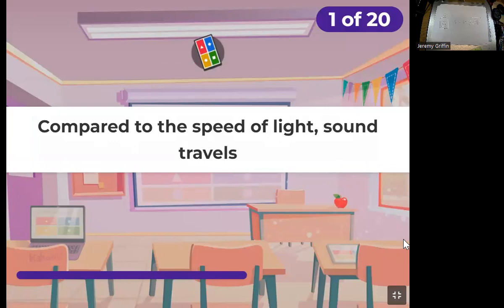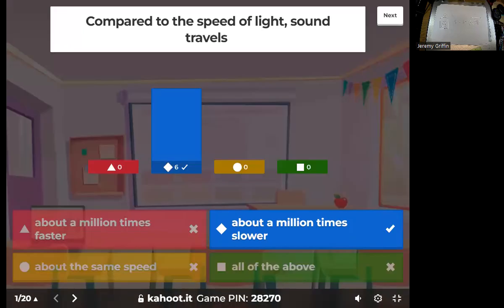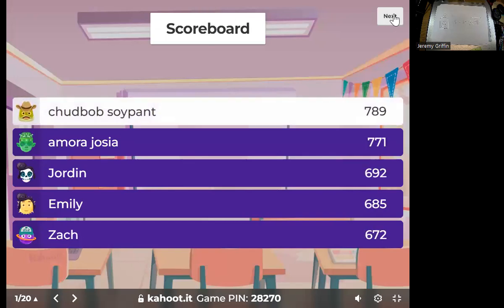Okay. Compared to the speed of light, sound travels a million times slower. Speed of light's like 3 times 10 to the 8 meters per second. That's like 300 million meters per second. Speed of sound's like 300 something meters per second. So a million times difference, order of magnitude. All right. Yeah, Zach, Emily, Jordan, Amora Josiah.